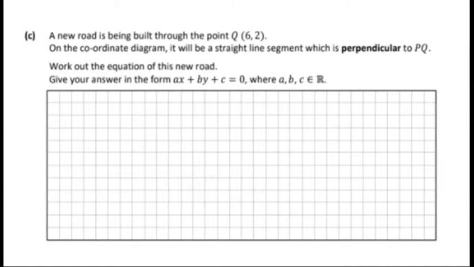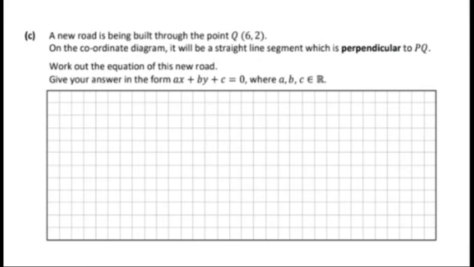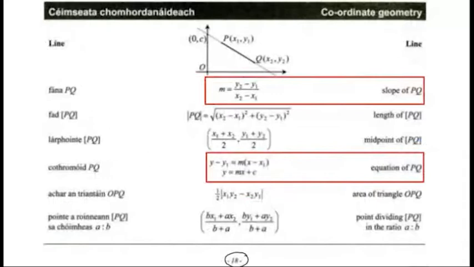So a new road is being built through point Q. We look at our diagram here. Point Q is going to be down over here, and this perpendicular road will go through like that. So we need to get the equation of that one. So now we're going to use the line formula and the slope formula. So let's go to our log tables. You can see your slope formula is here and the line formula is down here. So we're going to use those.